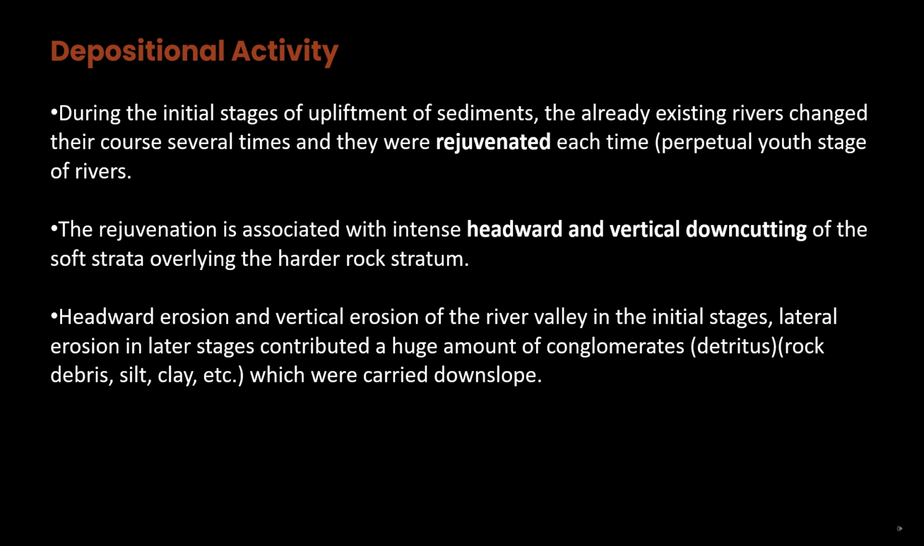Depositional activity. During the initial stages of upliftment of sediments, the already existing rivers changed their course several times and they were rejuvenated each time, the perpetual youth stage of rivers. The rejuvenation is associated with intense headward and vertical downcutting of the soft strata overlying the harder rock stratum. Headward erosion and vertical erosion of the river valley in the initial stages, and lateral erosion in later stages, contributed a huge amount of conglomerates, detritus, rock debris, silt, clay, etc., which were carried downslope.